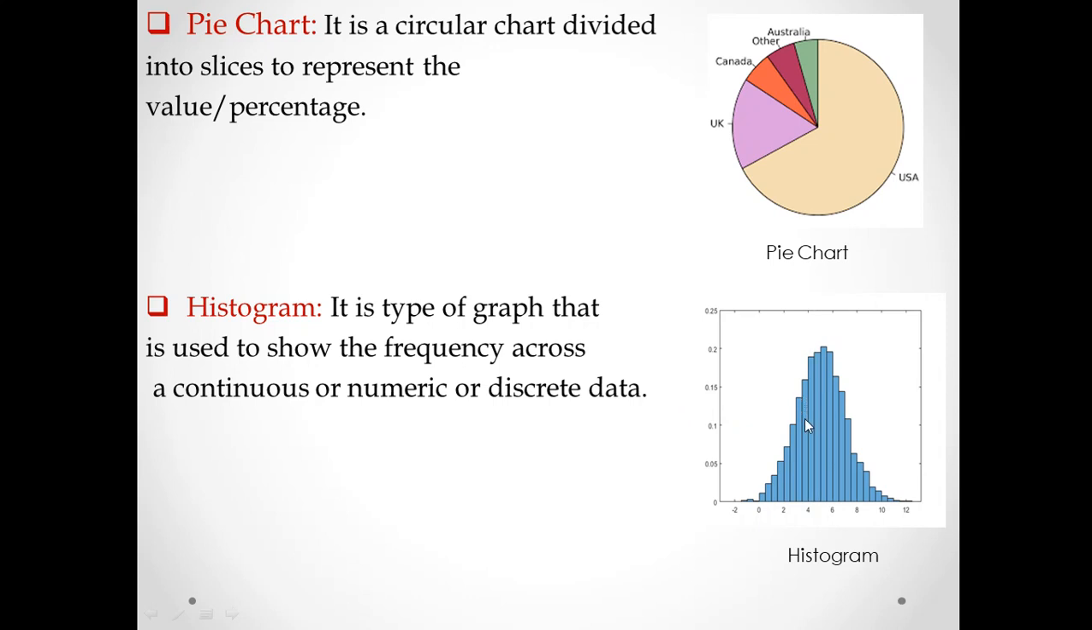It is like a bar chart, but there is a difference between a histogram and a bar chart. In a bar chart, the consecutive bars are not attached or connected with each other, but here you can see that all the bars are connected or attached with each other. This is one example of the histogram. It is also one type of chart that you need to learn in this particular chapter.